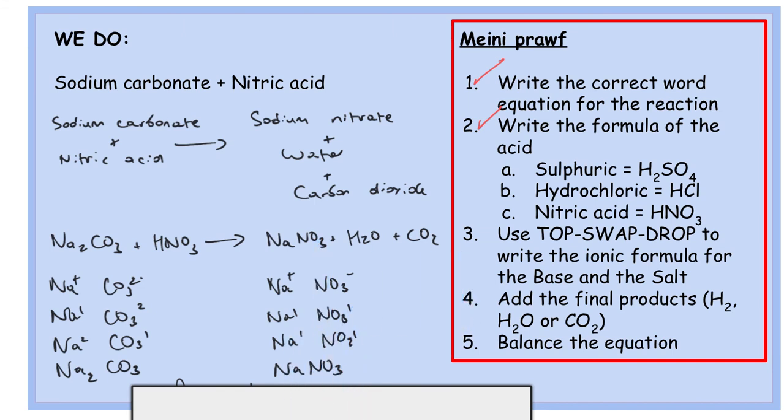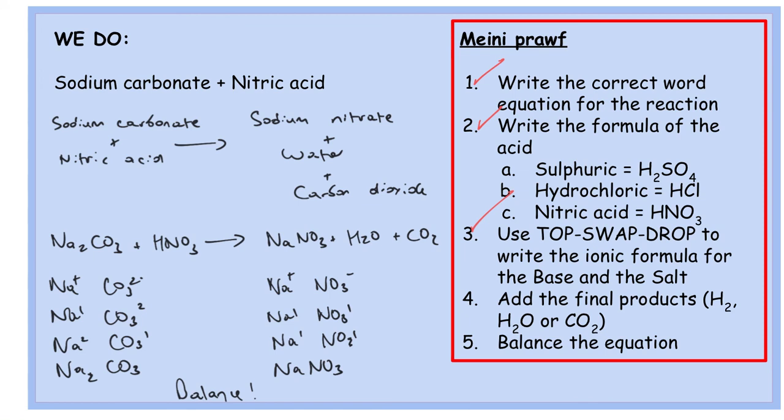Okay? Top, swap, drop. I then have got water and carbon dioxide. So I've got H2O plus CO2 to reflect that. And the last thing I'm going to do then is balance. Okay, so it's a bit more complicated. Let's start with sodium. 2 on the left, 1 on the right. So let's put a 2 there. Okay, let's now go to carbon. Let's check carbon. I've got 1 carbon on the left, 1 carbon on the right. Brilliant.